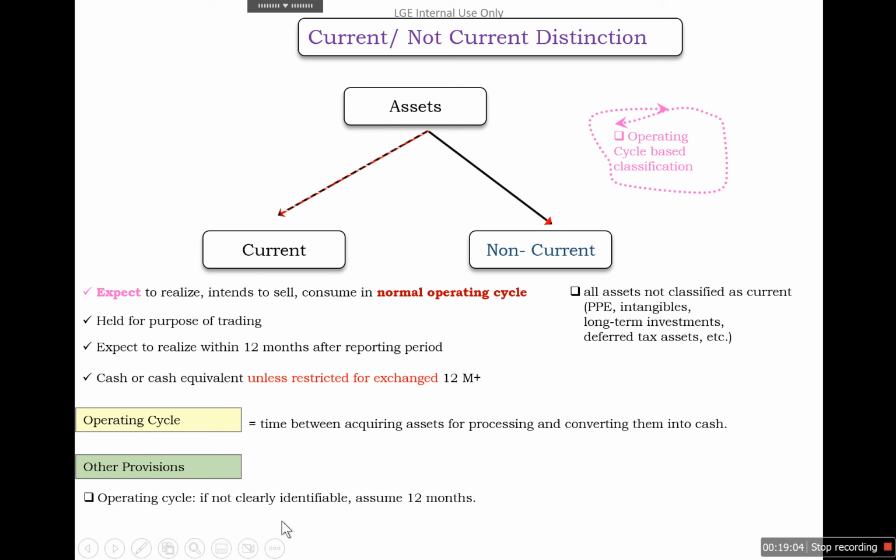In case the operating cycle is not clearly identified, we assume that it is 12 months. And all assets expected to be realized, sold, or consumed within the operating cycle, even though the operating cycle is more than 12 months. If the operating cycle is 24 months and debtors are expected to be realized within 24 months, then it will be classified as a current asset.